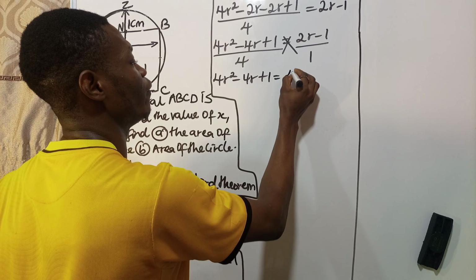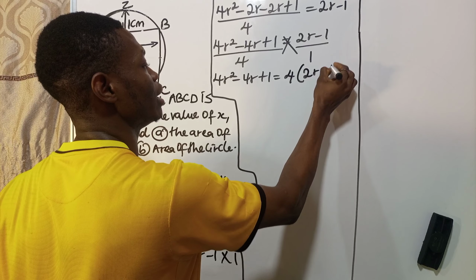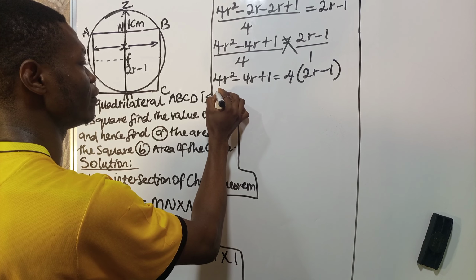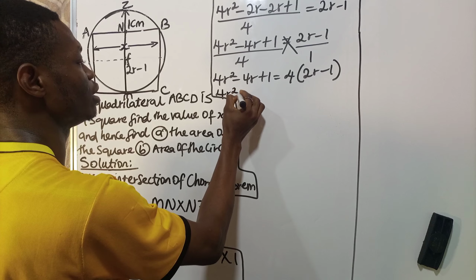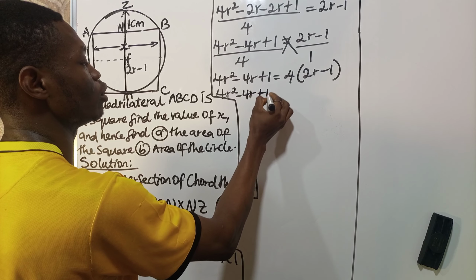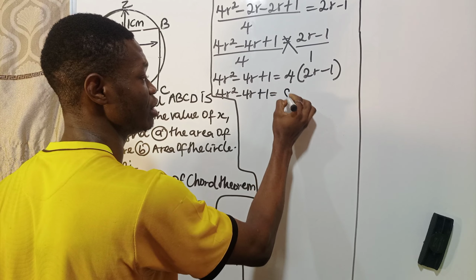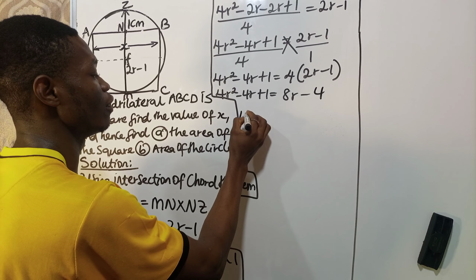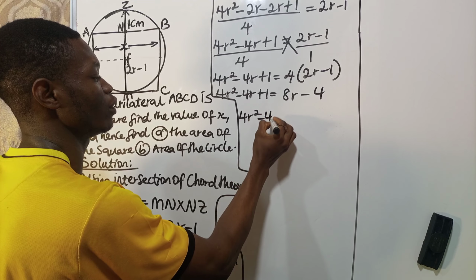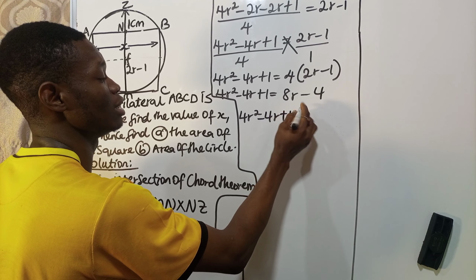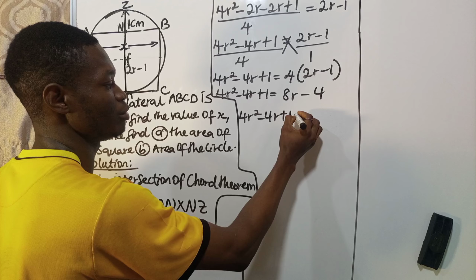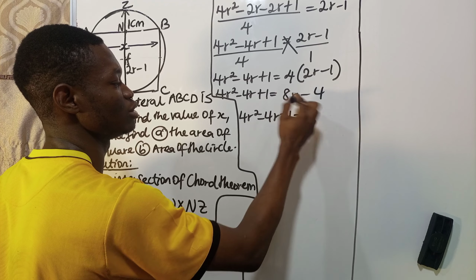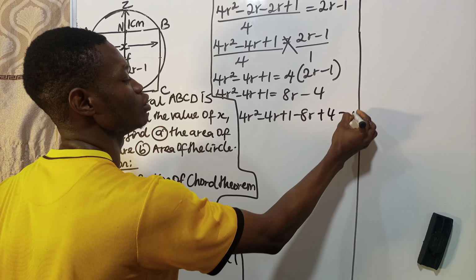equals 4 times 2r minus 1. So we are going to have 4r squared minus 4r plus 1 equals 4 times 2, which gives me 8r. 4 times this will give me minus 4. So I'm going to have 4r squared minus 4r plus 1. Then I'll carry this one and come here. Minus 8r, carry this one and come here. Plus 4 equals 0.